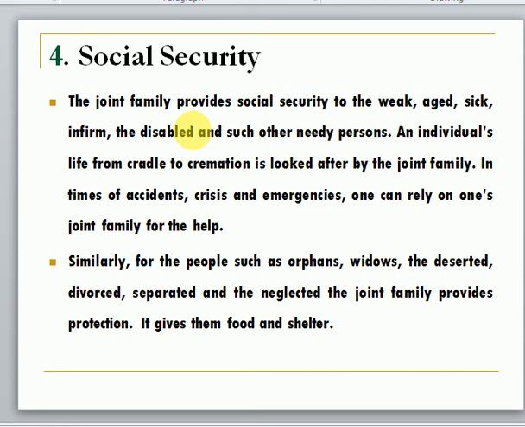Similarly, for people such as orphans, widows, the deserted, divorced, separated, and the neglected, the joint family provides protection. It gives them food and shelter. So orphans whose fathers or mothers have died, widows whose husbands have died, as well as the divorced, separated and neglected who are living there, are all protected socially in the family. They are provided food and shelter. They would not think that they are not part of the family.